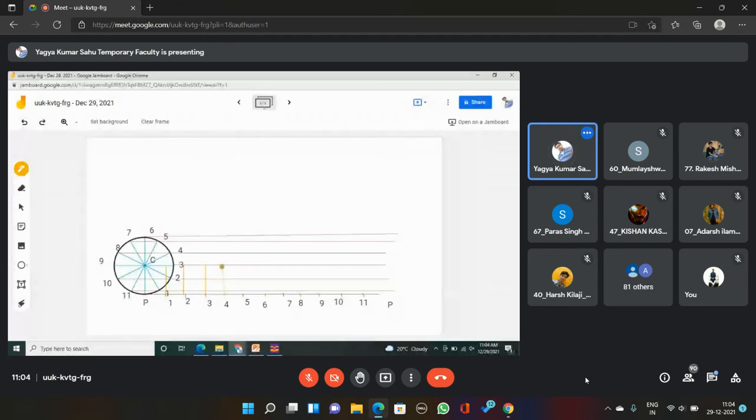So project these points 1, 2, 3 on this center line, like this. You can easily project 1, 2, 3 and all the points. Then write down the namings. I'm now writing the names C1, C2, C3 up to C12, whatever it is.